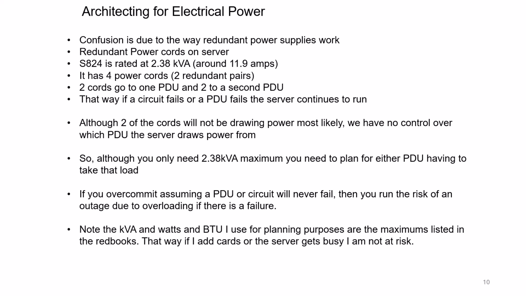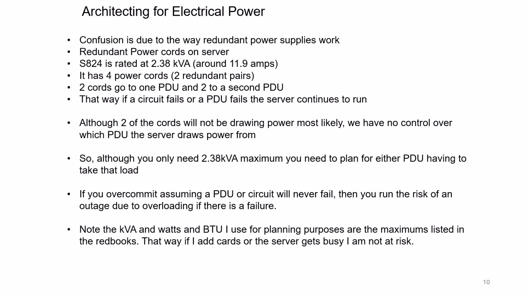And so when you're doing your power calculations, you need to remember that it could be 2.38 on the PDU that those 2 are connected to. It could be 2.38 on the redundant one that it fails over to. And you have no control over which PDU the server draws power from. So even though you only need 2.38 kVA, you actually need to plan for either of the 2 PDUs to take that whole load.